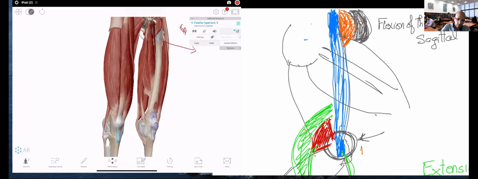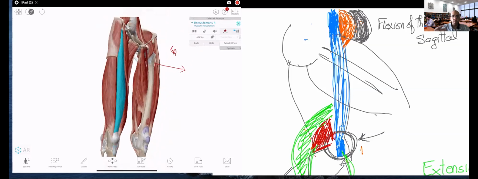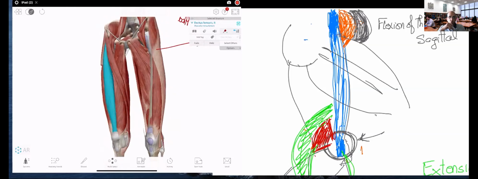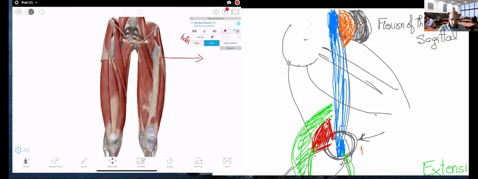As you see on here, we've got a straight muscle of the thigh. This is the most superficial muscle of the 4. This is going to be my rectus femoris. And on the lateral side, we've got a large muscle, so we're going to call it vastus lateralis. On the medial side of the thigh, we've got a large medial muscle, so we're going to call it vastus medialis.